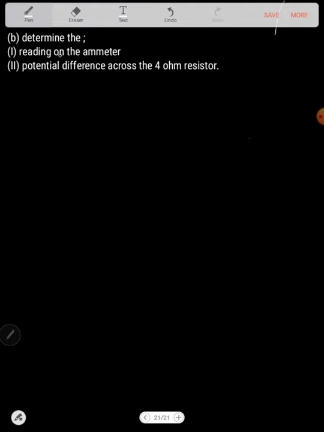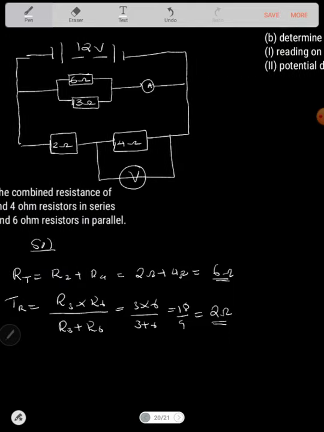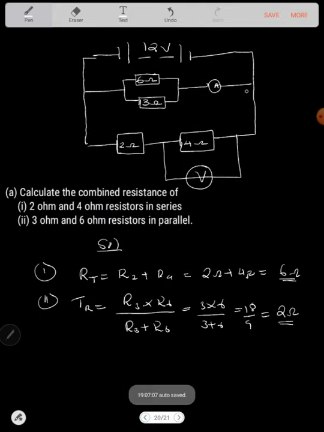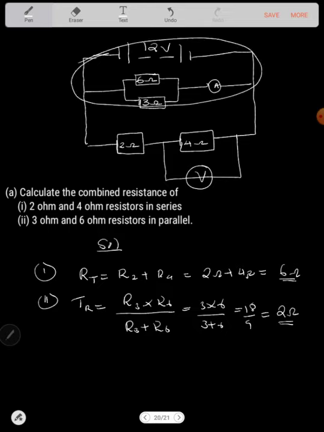B says determine the reading on the ammeter, also determine the potential difference across the 4 ohm. Now for us to find the reading on the ammeter here, we need to take into consideration that current is only flowing in this loop here. This ammeter is measuring current flowing in that loop. Therefore, we need to find the voltage only flowing here.